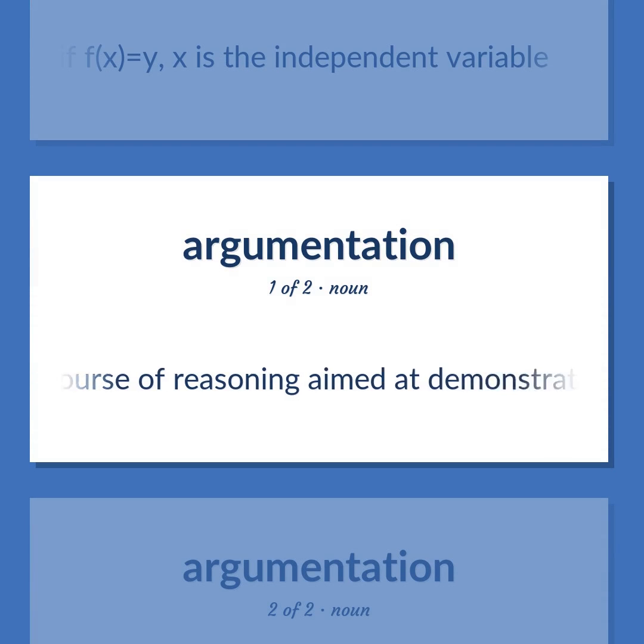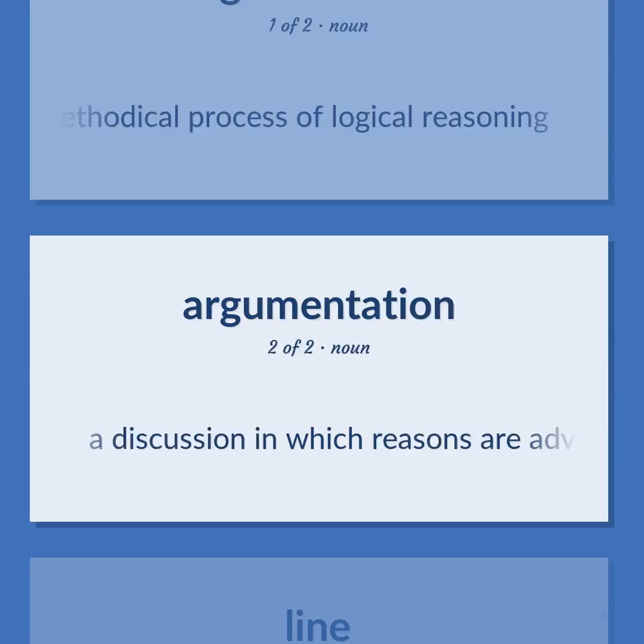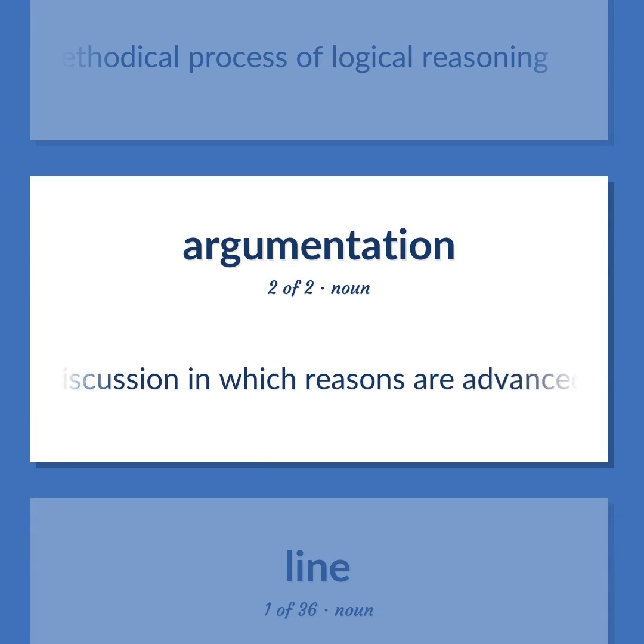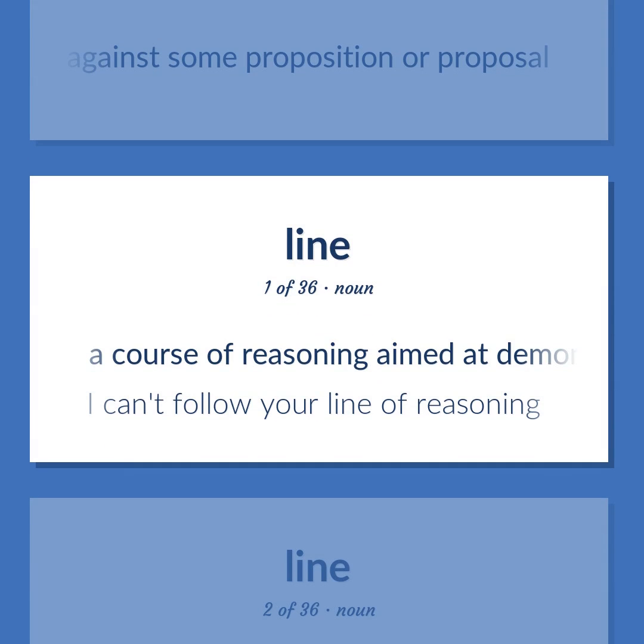A course of reasoning aimed at demonstrating a truth or falsehood. The methodical process of logical reasoning. A discussion in which reasons are advanced for and against some proposition or proposal. A course of reasoning aimed at demonstrating a truth or falsehood. The methodical process of logical reasoning. I can't follow your line of reasoning.